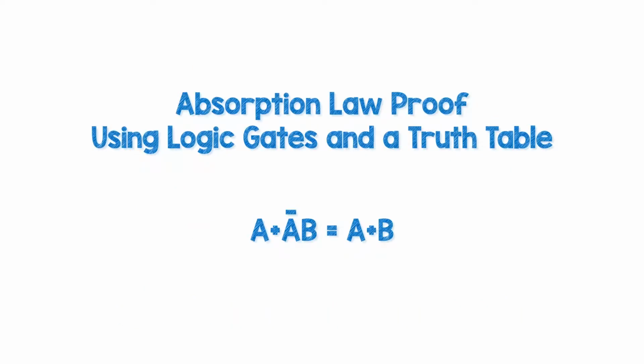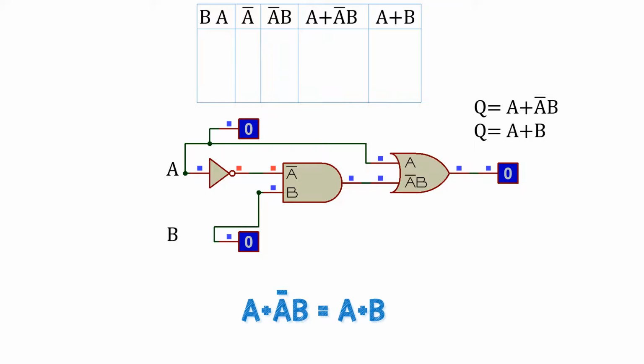Proving the absorption law using logic gates and a truth table, where A or not A and B is the same as A or B. So we've got the circuit for A or not A and B, and we've got the inputs A and B which count from 0 to 3, or 0,0 to 1,1. We have an AND gate for the not A ANDed with B, and we have an OR gate for A ORed with not A and B, and we want to prove that that column is the same as A or B, which would be 0, 1, 1, 1, where the OR function is true if either input is true.